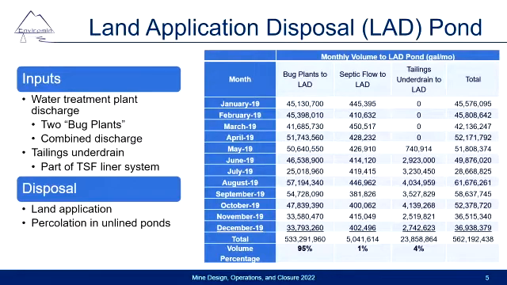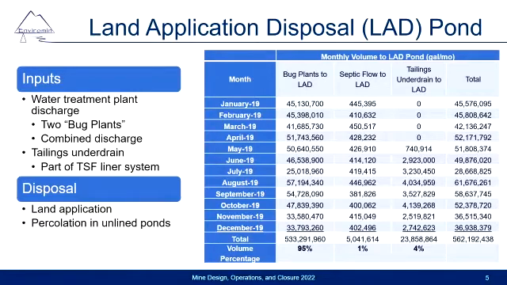So again, the inputs to that LAD pond are discharge from the two bug plants. Those actually get combined into a single discharge, and a tailings under drain that's a part of that tailing storage facility liner system. And the eventual application of that is either land application on some pivots that are out there, and they water the grass, and that feed some cattle out there, or percolation in some unlined ponds.